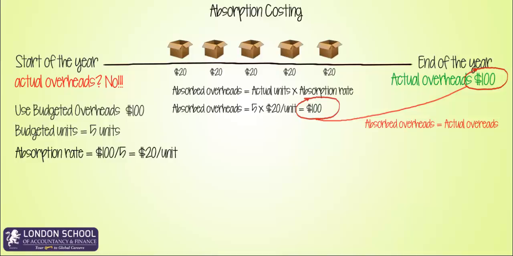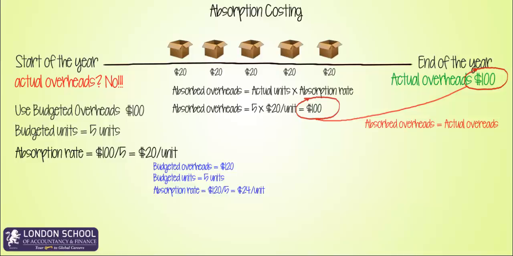and that will lead to wrong overhead absorbed into the product. So for example, let's say I budgeted that my overhead is going to be $120 instead of $100. So my budgeted overheads are $120, and let's keep the units the same, 5 units. So based on these two figures, my new absorption rate is $120 over 5 units. That gives me $24 per unit.